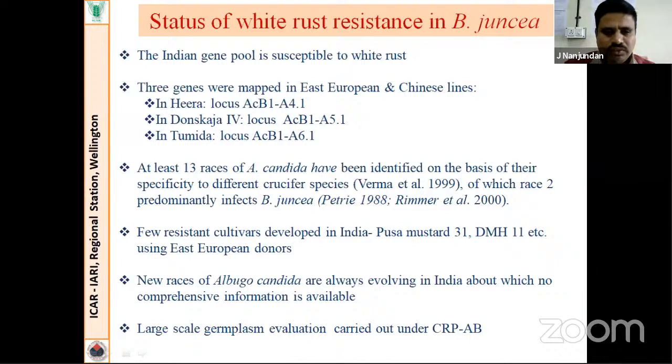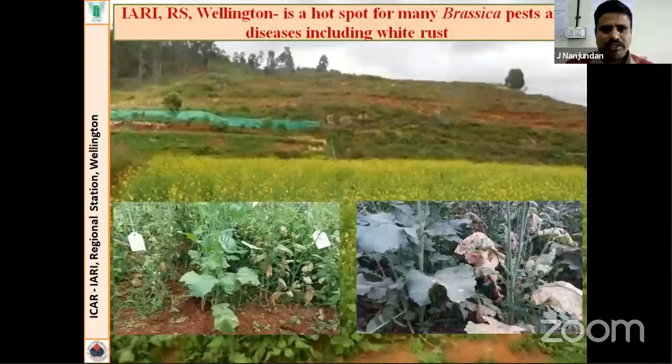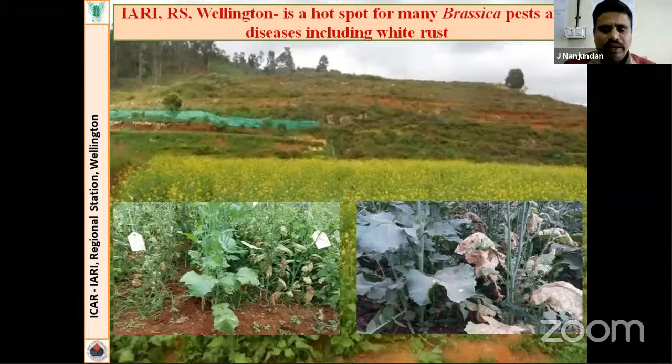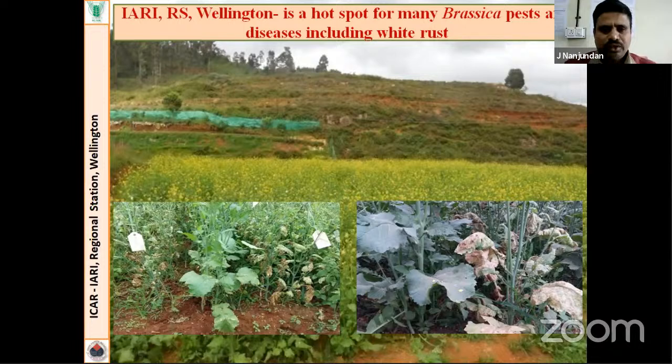So the approach we had is to bring the entire germplasm from the gene bank and screen at the Wellington hotspot, and to identify resistance against multiple isolates. As we all know, Wellington is a very natural hotspot for many brassica diseases. It comes naturally, even with a little bit of irrigation management, we can bring disease score.